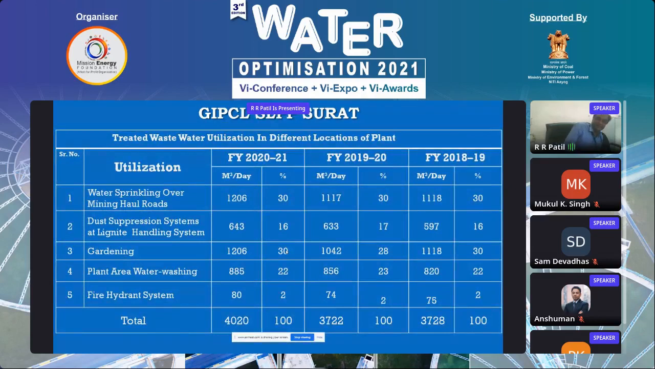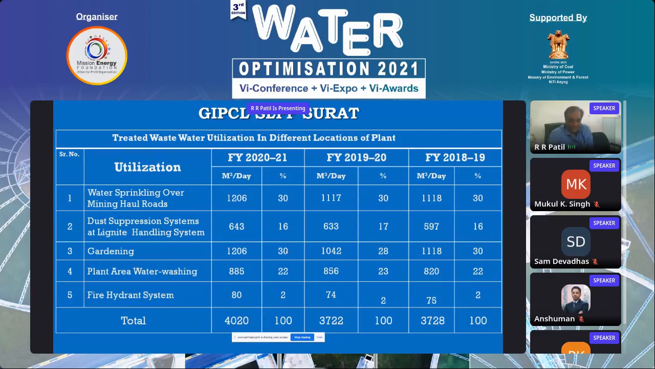Now, treated wastewater utilization in different locations in the plant. For water sprinkling over mining haul roads, we are utilizing around 1206 meter cube per day in 2021, 1117 meter cube in financial year 1920, and 1118 meter cube in 1819. So around 30% of the treated wastewater is utilized for water sprinkling.